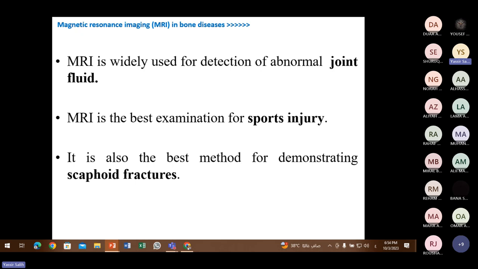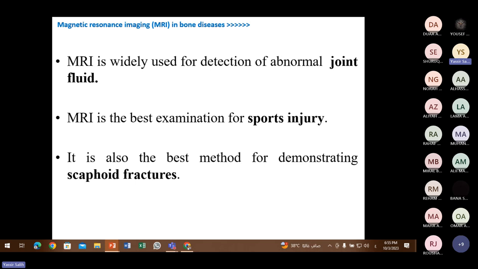زي ما تكلمنا قبل شوي إنه ultrasound هي شنو بتحب الفلويد. لذلك هي good technique for assessment of the fluid. لكن sometimes if the fluid, this joint effusion, is not detected by ultrasound, MRI plays a very important role at this time. But MRI is widely used for detection of abnormal joint fluid. يعني it is superior to ultrasound.